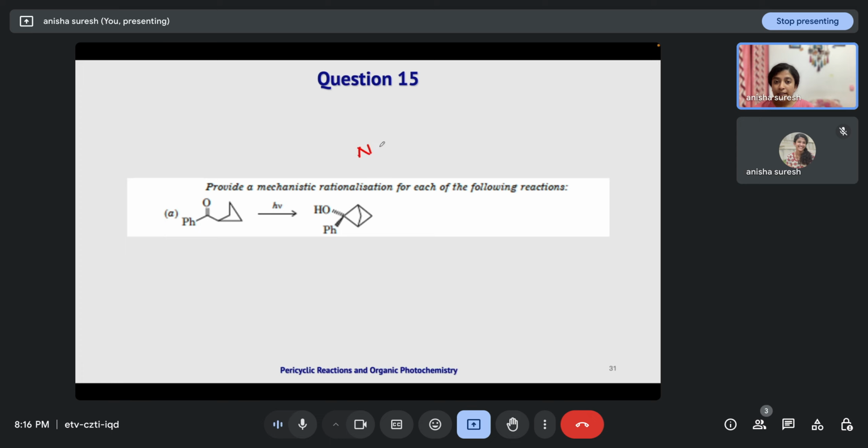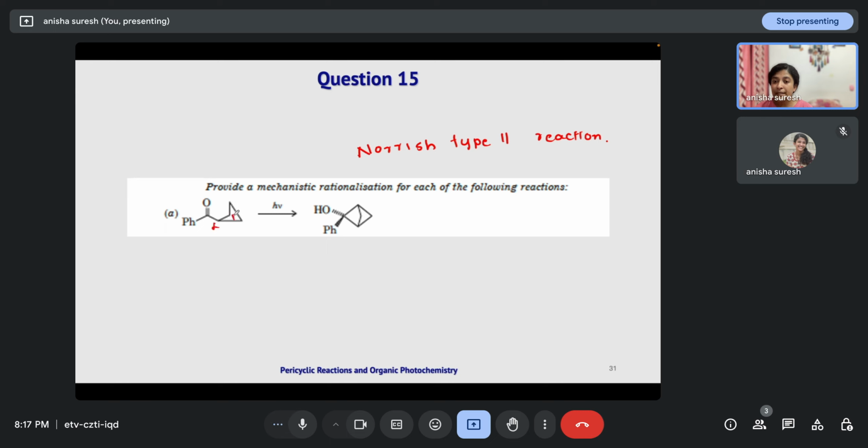So I will give a hint here. A Norrish type 2 reaction is taking place. So what is happening in Norrish type 2 reaction? Under photochemical condition, this carbonyl will excite, leading to formation of O radical and carbon radical, and then a gamma hydrogen abstraction will be taking place, leading to formation of a radical here.